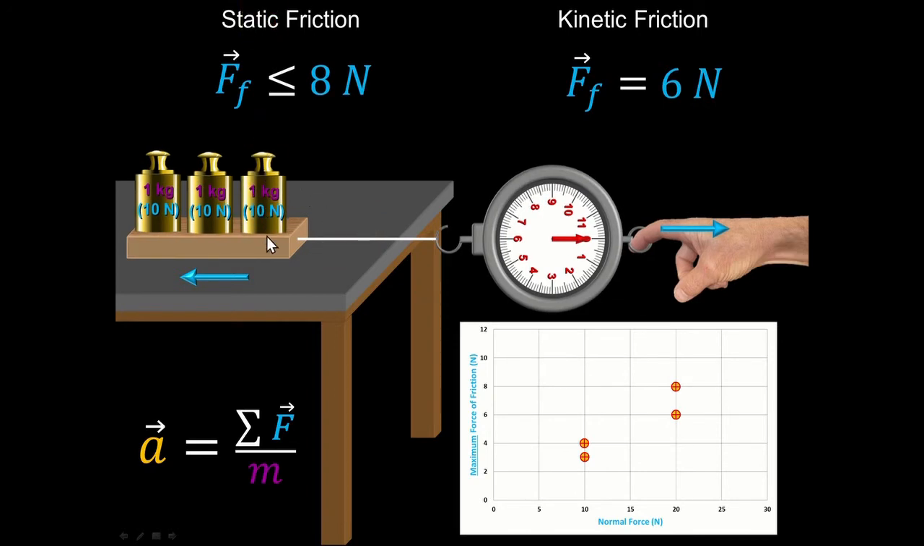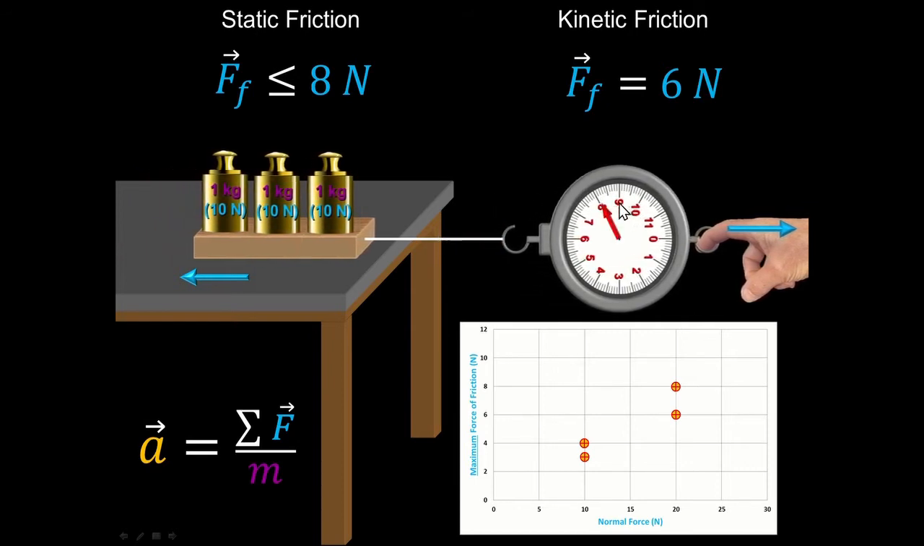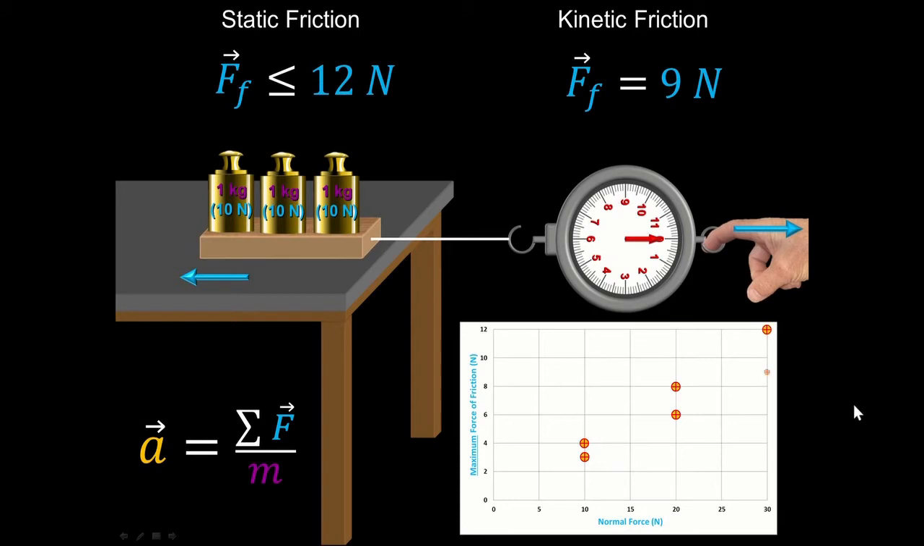Stack another 10 newtons on there and pull. They're really pressed together, so I might get all the way up here to 12, and then it drops off to 9 once it's skidding. I'm going to graph those there. It does seem like it's a linear relationship.